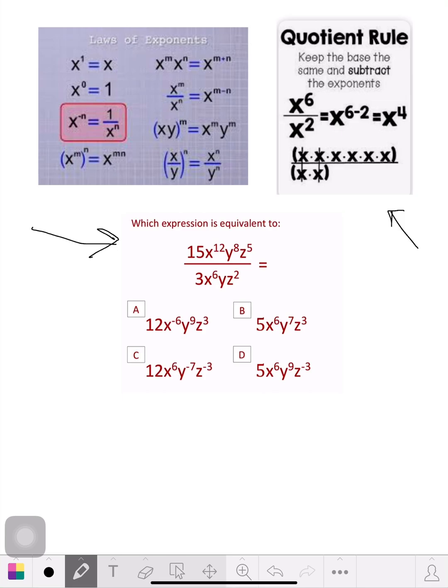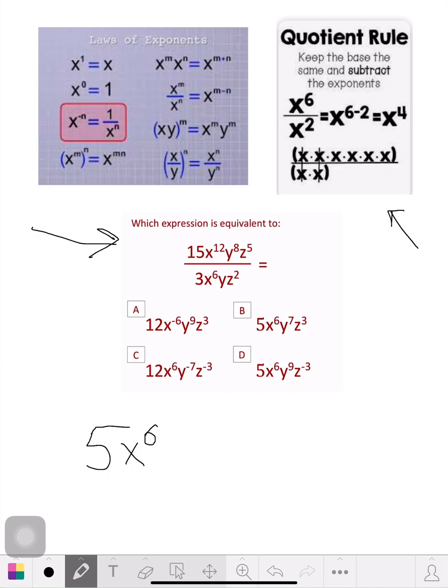So let's just start this. We'll start with the constants. You get 3 divided by 15, so you get 5. Now, you have x to the 12th divided by x to the 6th, which is really, according to this rule, 12 minus 6, so you're going to have x to the 6th.